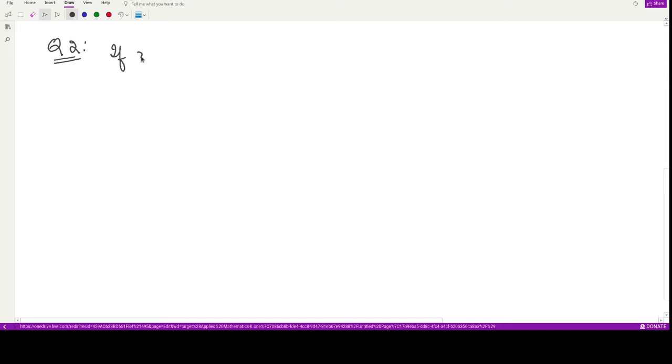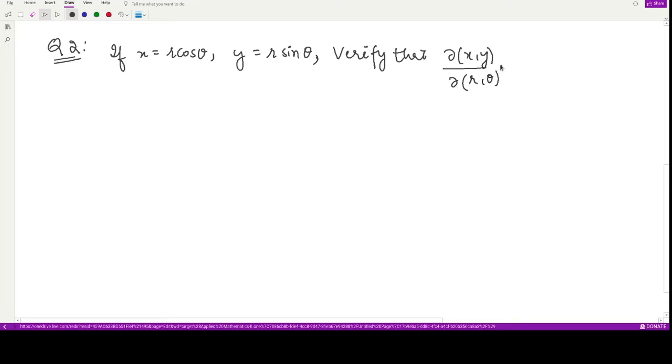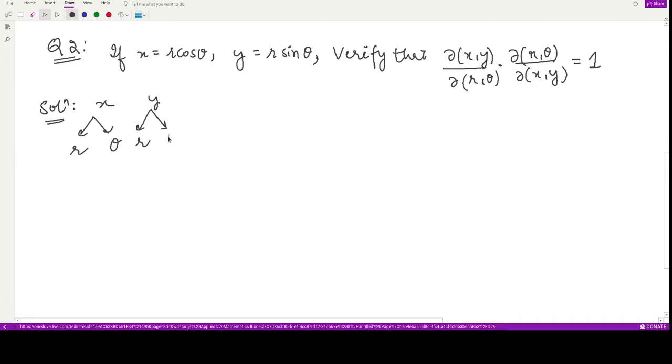They say if x is equal to r cos theta and y is equal to r sin theta, then verify that del of x comma y by del of r comma theta multiplied by del of r comma theta divided by del of x comma y is equal to 1. So for these given functions, here in the solution, x is given to be a function of r and theta and y is also given to be a function of r and theta.